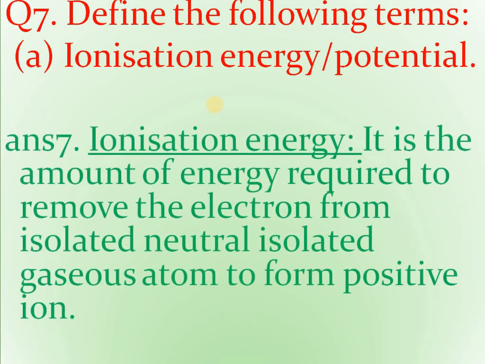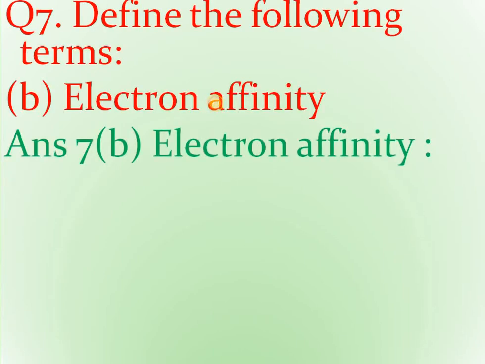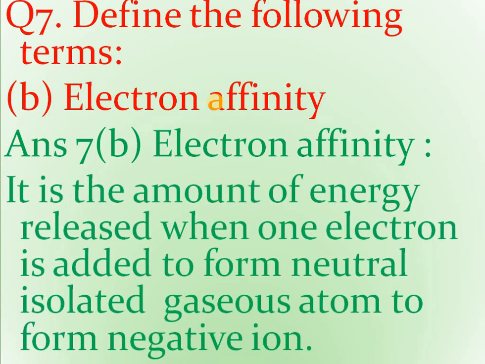Ionization energy, ionization potential: it is the amount of energy required to remove an electron from an isolated neutral gaseous atom to form a positive ion. So required energy, isolated, neutral, gaseous atom, these are important words. Electron affinity is defined as the amount of energy released when an electron is added to an isolated neutral gaseous atom to form a negative ion.